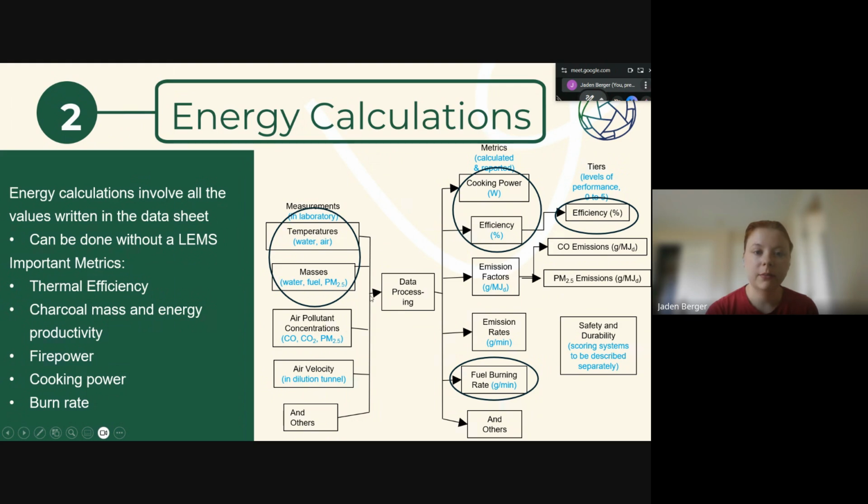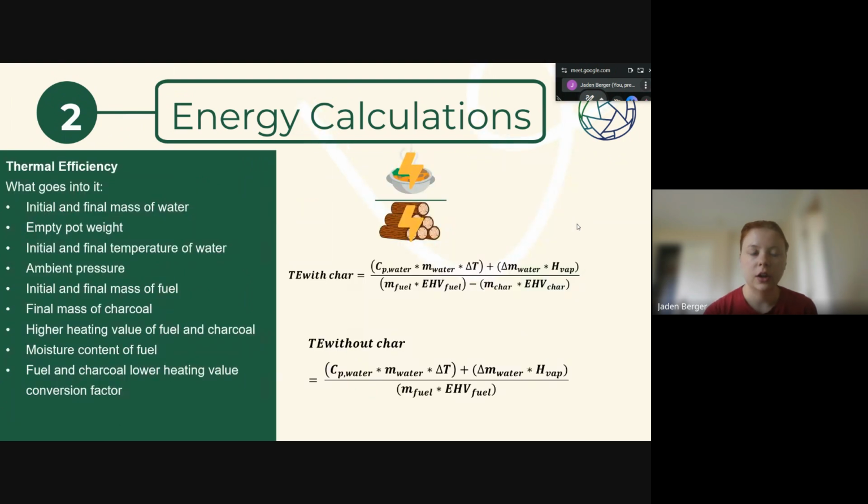But basically, we're taking temperature and mass measurements, and we go into data processing, and that gives us thermal efficiency, charcoal mass productivity, firepower, cooking power, burn rate. And then eventually we get our performance tier for thermal efficiency. So let's start with the big one of thermal efficiency.